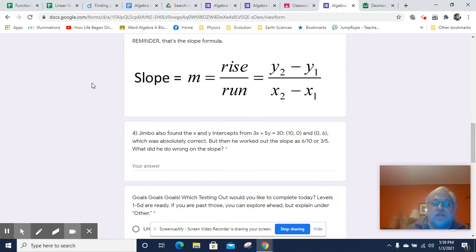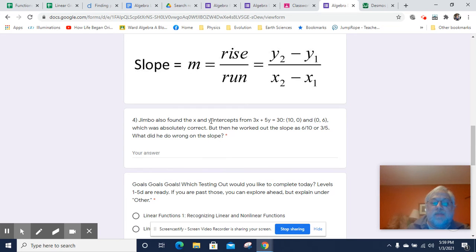Now, Jimbo found those same x and y intercepts. He found 10, 0, and 0, 6, which was absolutely correct. And then he worked out the slope, and he got 6/10 or 3/5. But that's not right. What did he do wrong on that slope? Well, here's what he did wrong.